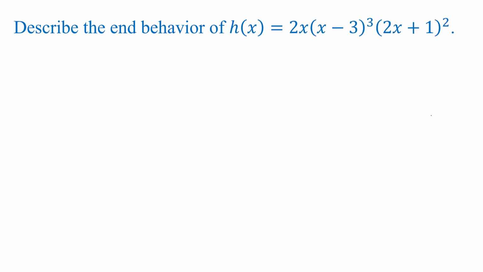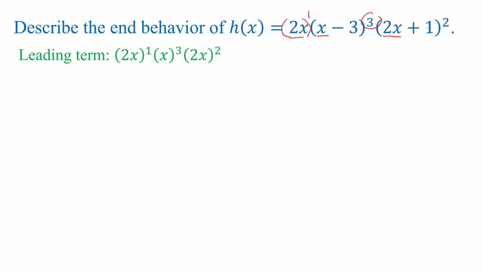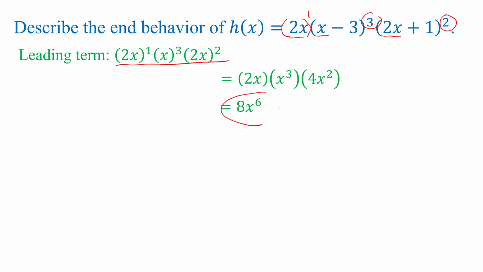And let's look at a third example here where we're wanting to describe the end behavior of h of x equals 2x times x minus 3 cubed times 2x plus 1 squared. Well, we don't have a leading term readily apparent here, but we can find it. We've done this before. We take 2x raised to the power of 1 times the leading term of x minus 3, which would be x raised to the power of 3, times 2x raised to the power of 2. And then we'll simplify to get 2x times x cubed times 4x squared, or 8x to the 6th. So this is our leading term, 8x to the 6th.